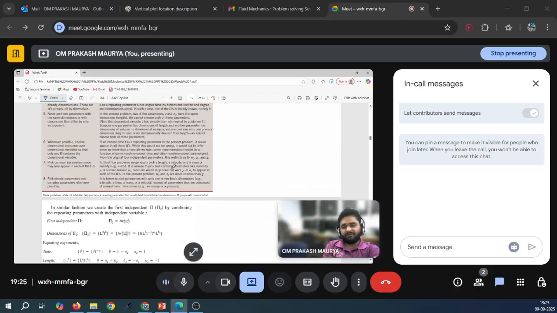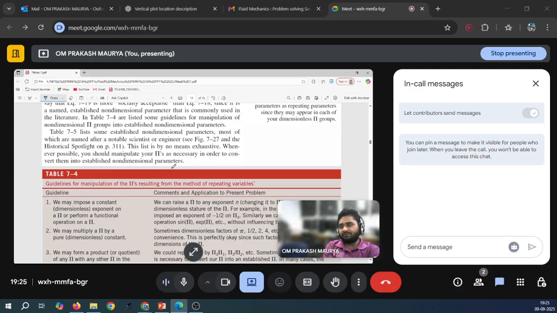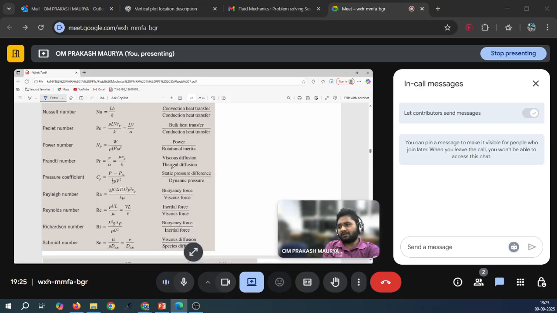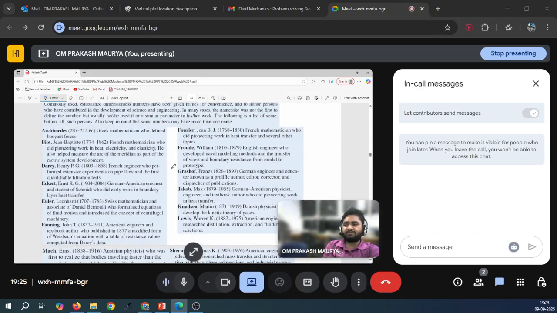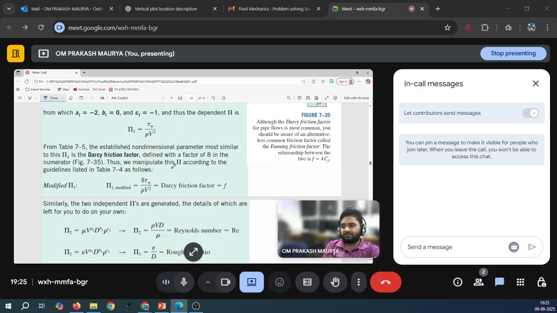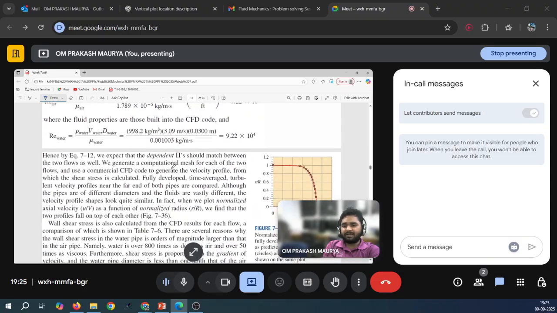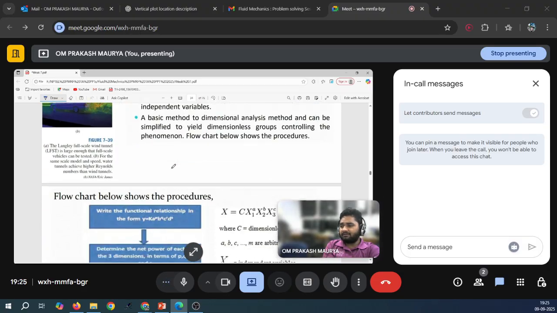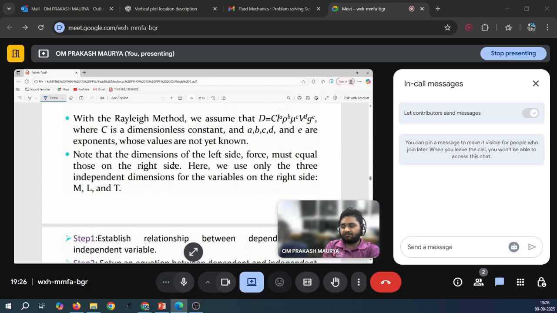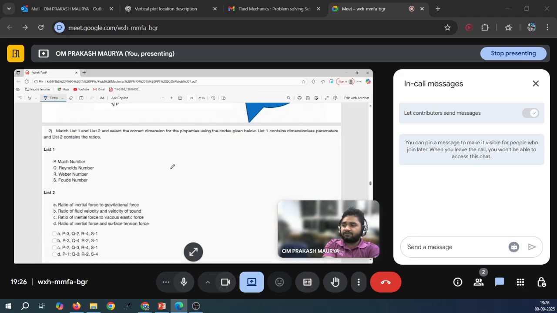I have given this very well. I'll upload the PDF, you can go one by one. Sir has covered these things very well, so I'll just jump to the question answer session. This is an example from the book, I am following a single symbol, and this is your Rayleigh method. Now I'll discuss the question answer.